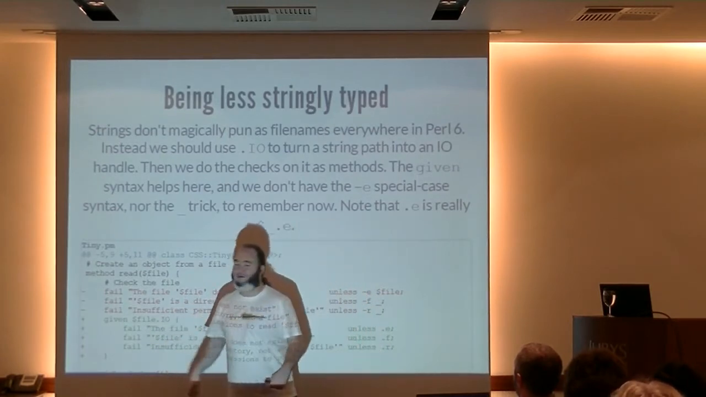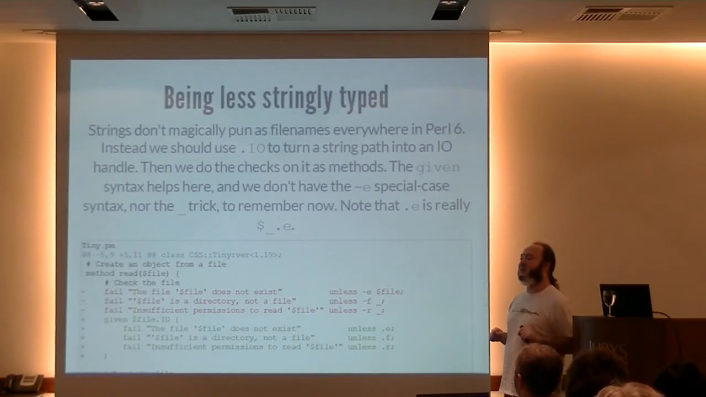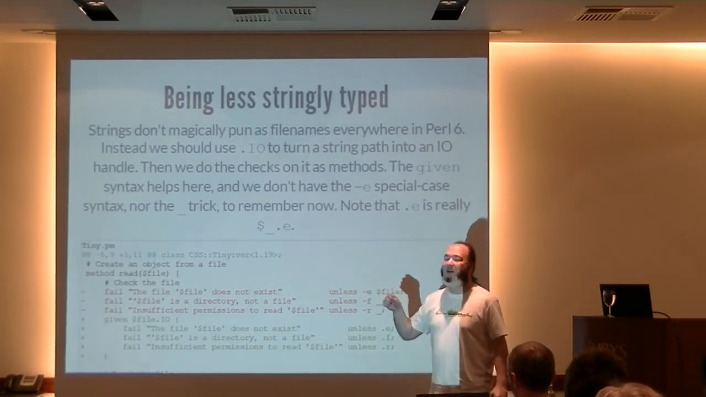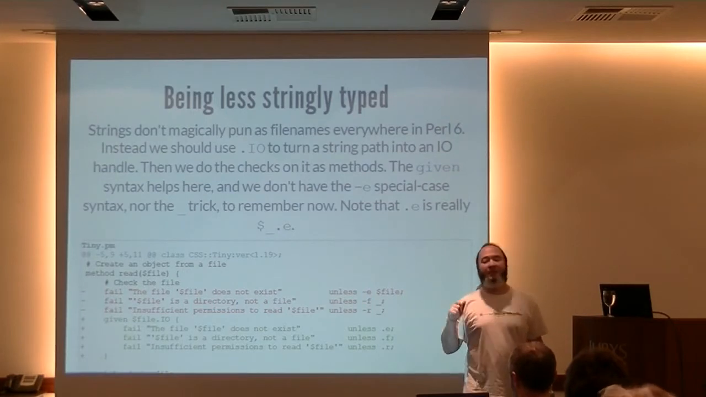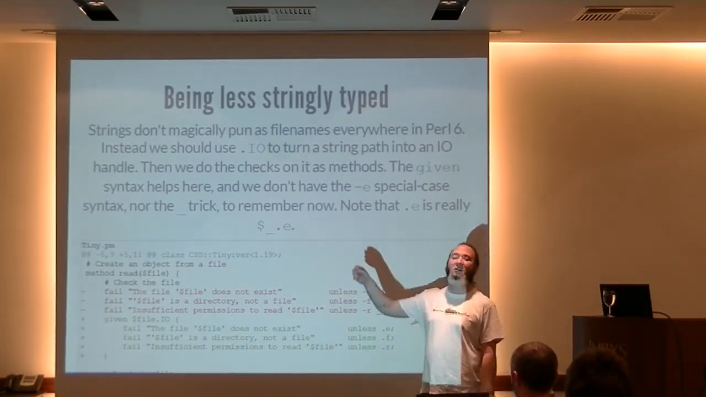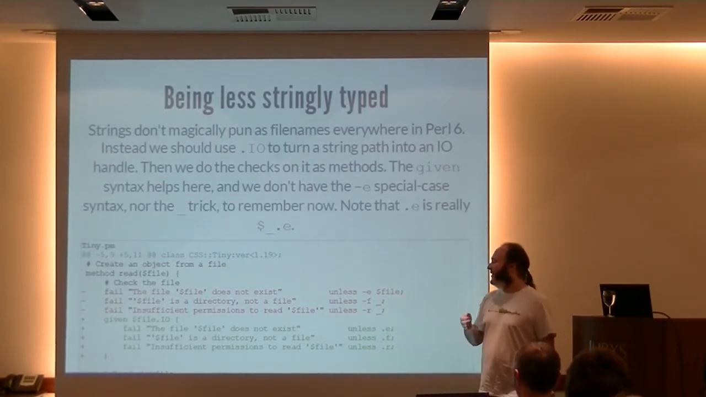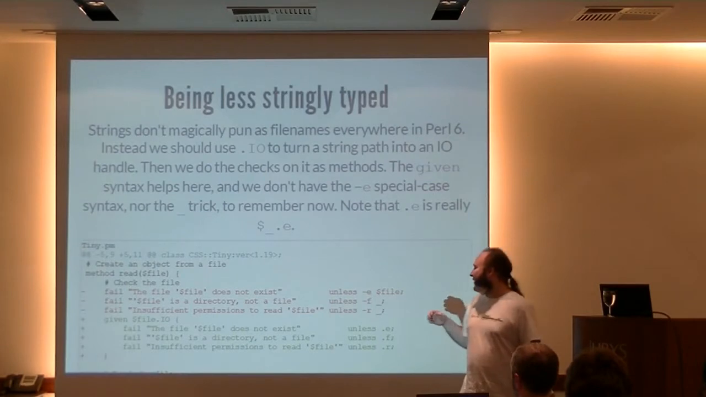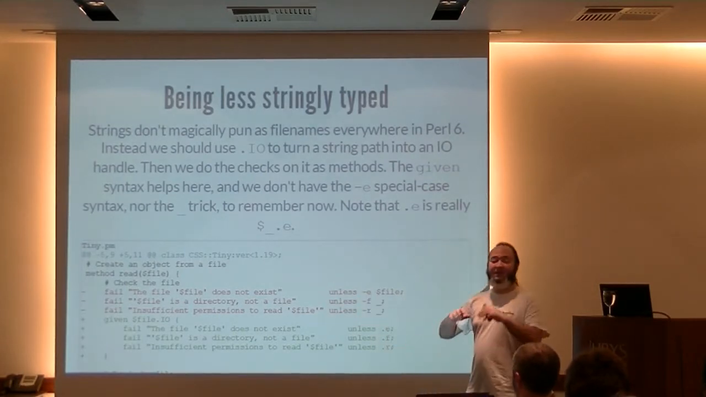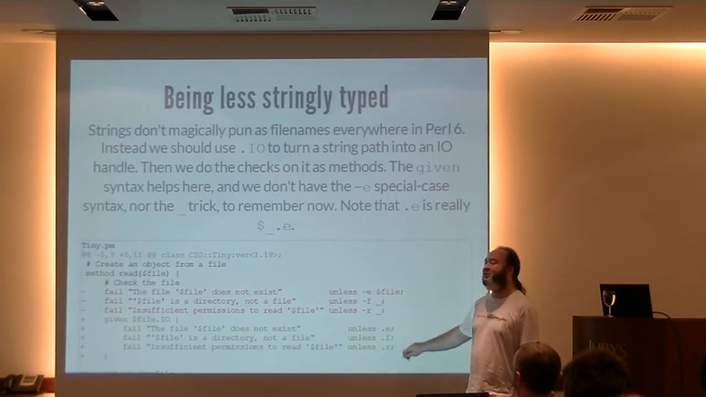So given, you might recognize as one part of the smart matching thing that you get with given and when, but actually given is very useful on its own, because given is a topicalizer. It's something that puts something into $_. It's almost like a one-item for loop. And once you've done that, you can just refer to it using either $_, or in our case, we can just do .e, .f, and .r.